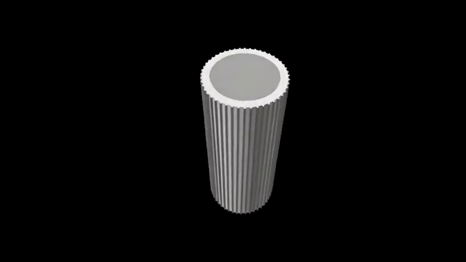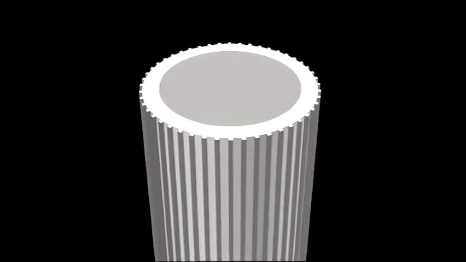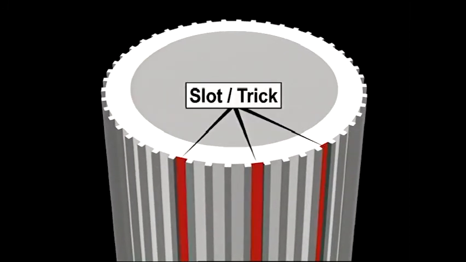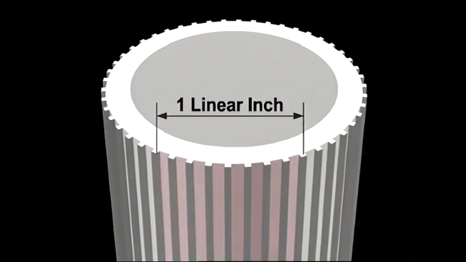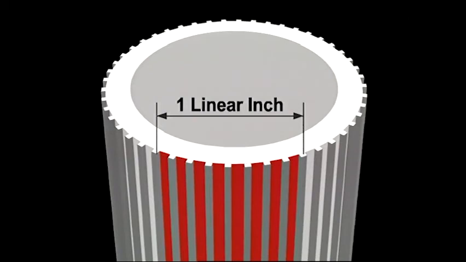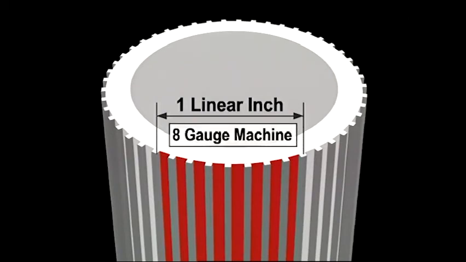Knitting machines are designed so that needles are placed in individual grooves cut into the outside of its metal cylinder. The cuts or grooves may be referred to as slots or tricks. These cylinders are precisely manufactured so the diameter measured at any place is equal. Machines are classified by the number of cuts per linear inch. This is referred to as the cut or gauge of the machine. For example, an 8-gauge machine has 8 cuts per inch.